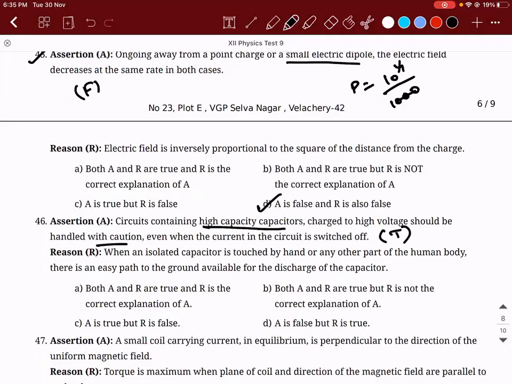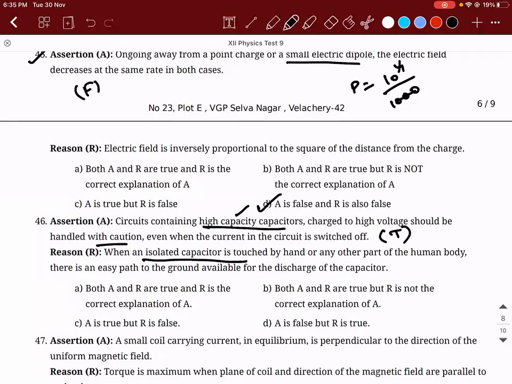Yes. Because you are talking about high capacity capacitors, it means they can hold more amount of charge. So when you switch it off, the current also, what will happen? It will be able to hold more amount of charge. So when you try to touch it, what will happen? There will be an accident.